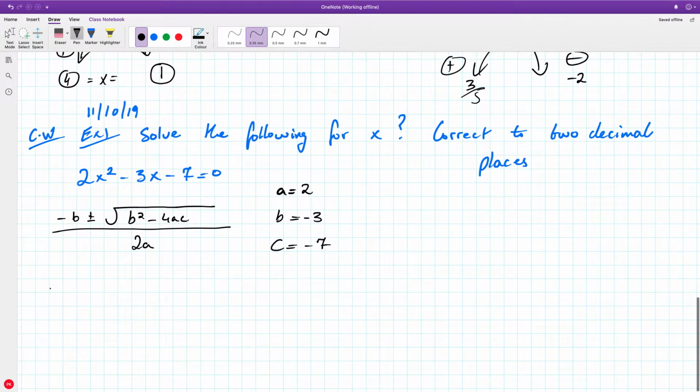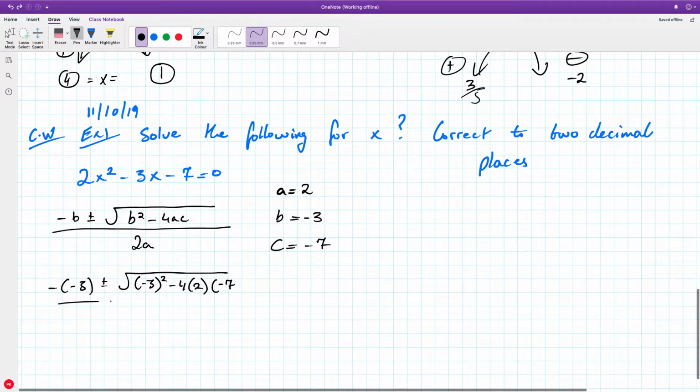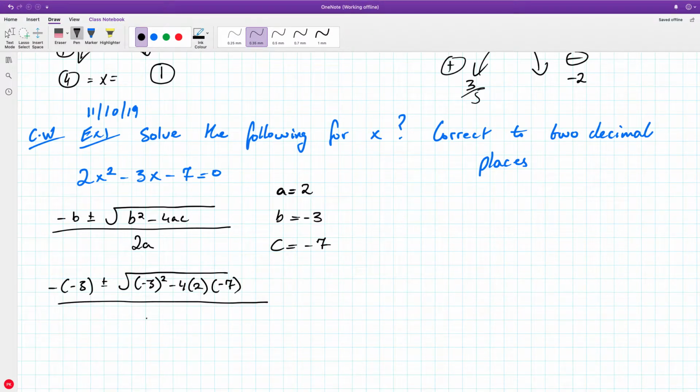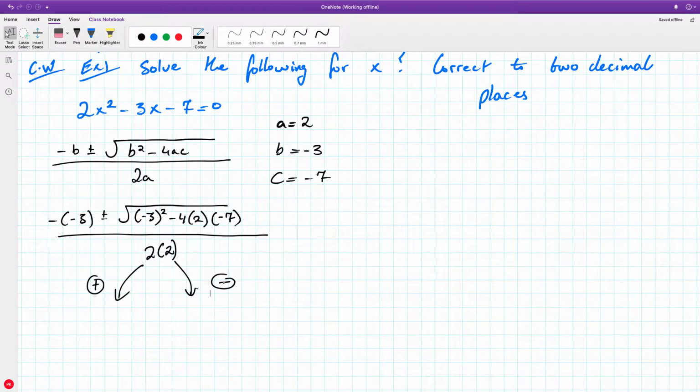So then that's minus B. It's minus 3 plus or minus the square root of minus 3 to be squared minus 4 times 2 times minus 7, all over 2 times 2. We all happy with that? And plus and minus. So I'm just going to put that into my calculator really quick.